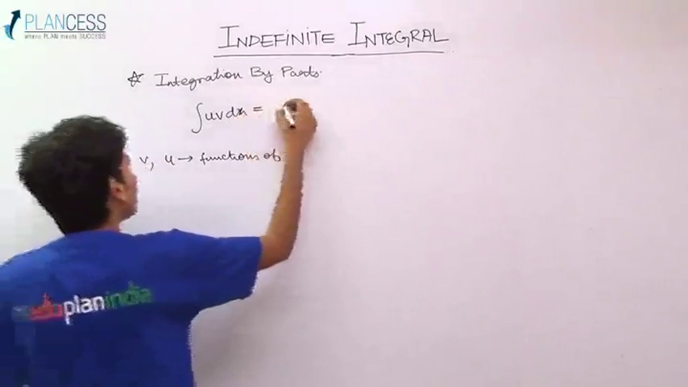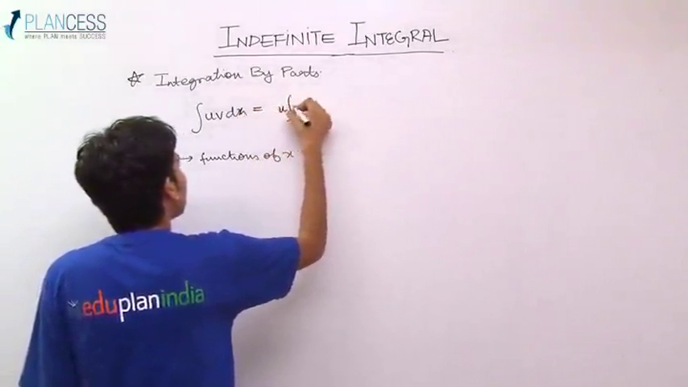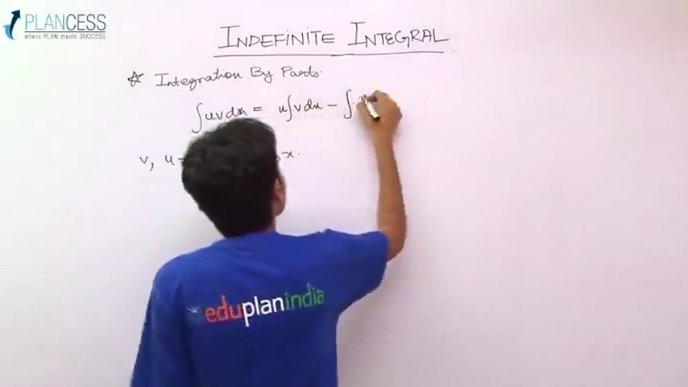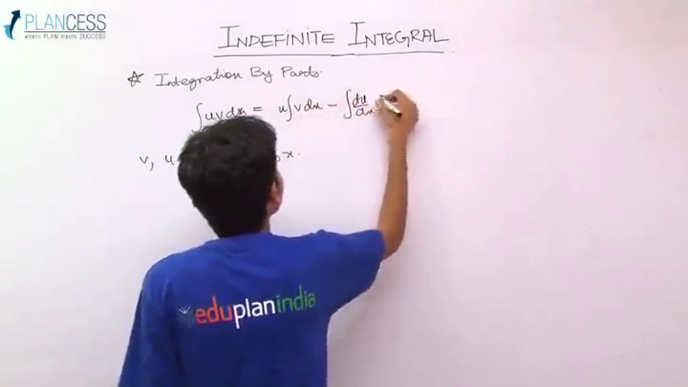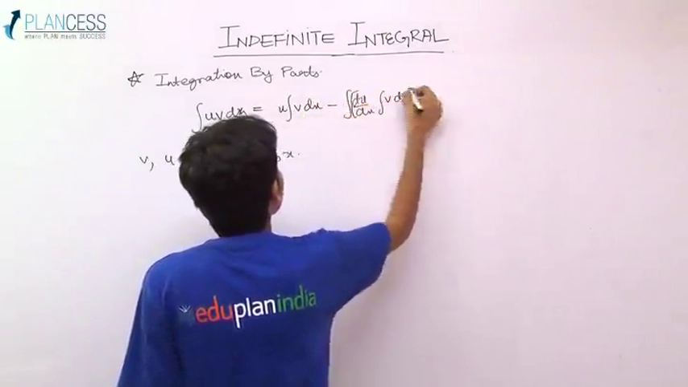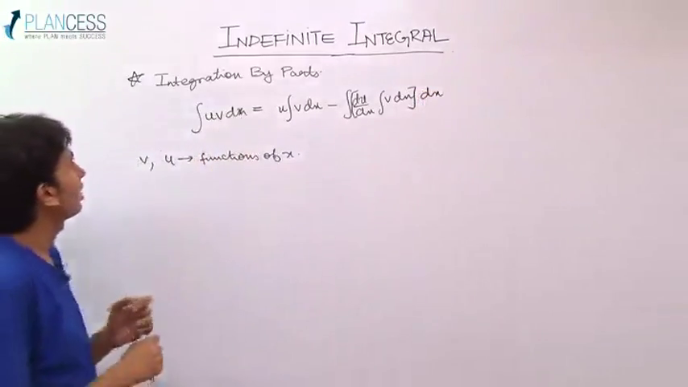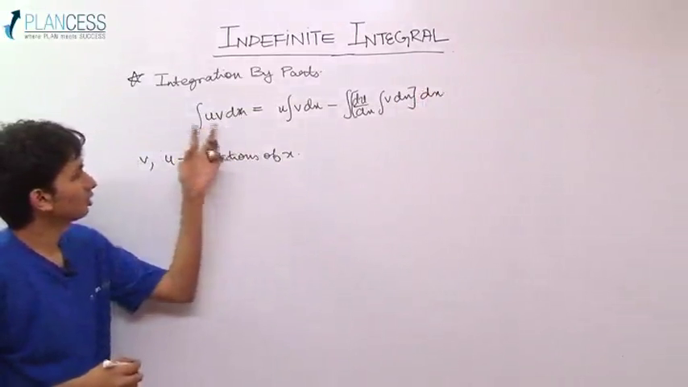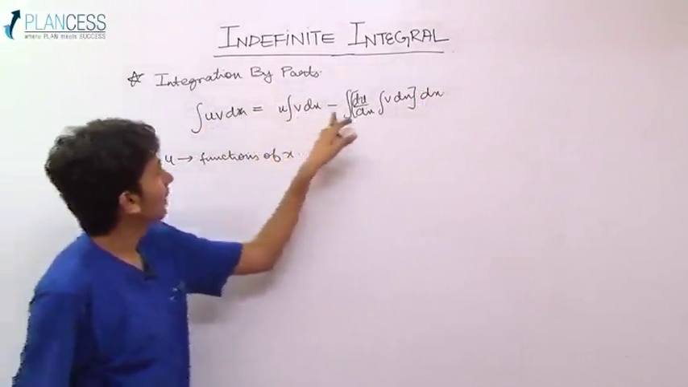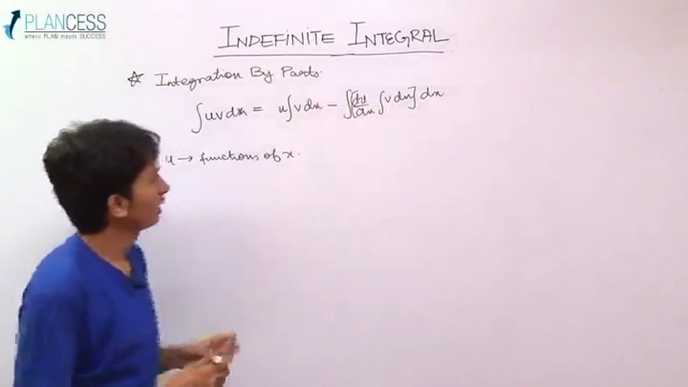So this can be written as the integral of u, the first function, times the integral of v dx, minus the integral of du by dx times the integral of v dx, all with dx. So this is the formula of integration by parts. That is, given two functions, you can write this as u times the integral of v dx minus the integral of du by dx into the integral of v dx, and the entire integral.